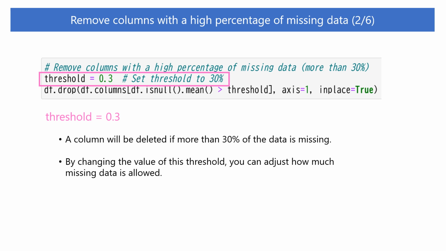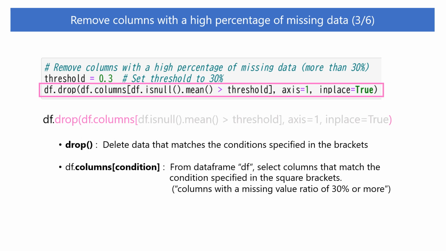If we use the same threshold value for rows and columns, we do not need to set it here because we already set it when deleting rows. If we use different thresholds for rows and columns, we need to set them separately. In that case, it is better to use different variable names such as row_threshold and column_threshold so that we can avoid confusion. The code to delete the data starts from the next line.